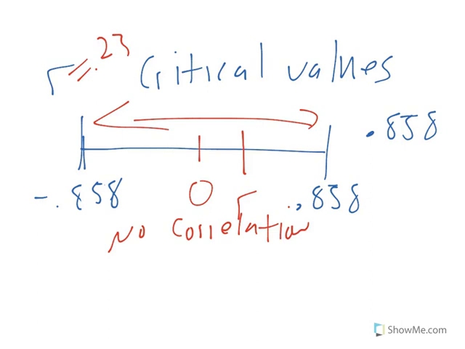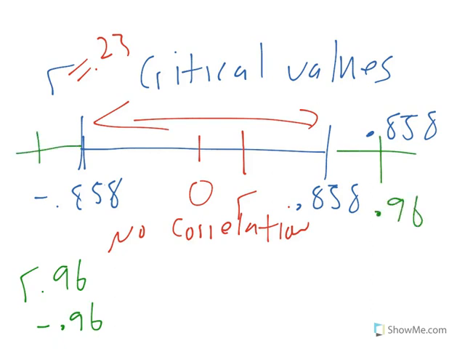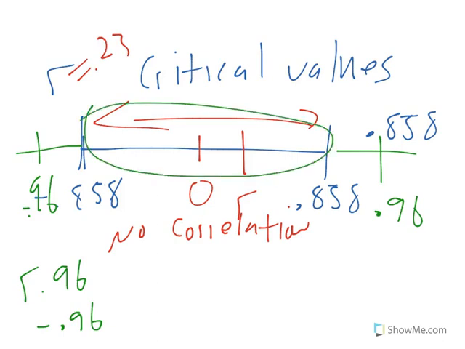Well, what if my R was 0.96, or even a negative 0.96? Well, 0.96 is out here, and a negative 0.96 is over here. It's outside of the bracket, so therefore both of these would have correlation. The only difference is this is a positive correlation, and this is a negative correlation.